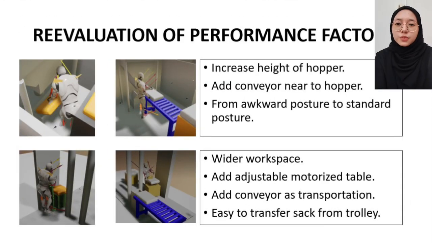Re-evaluation of the performance factor: the effect of the increased height of the hopper is that the worker can change from an awkward posture to a standard posture, and the worker no longer needs to bend down to pour into the hopper. It can increase the performance of the worker while doing the task.